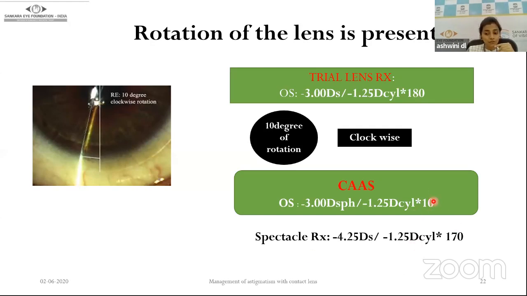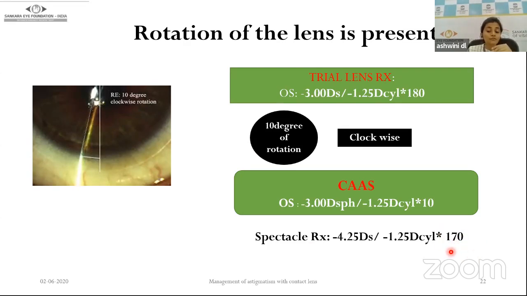And also you have to compensate for the amount of rotation in the spectacle prescription. So it will become minus 4.25 diopter spherical, minus 1.25 diopter cylindrical. And the patient's spectacle prescription was 160 degrees in the left eye. So when we add the 10-degree axis, it will become 170.